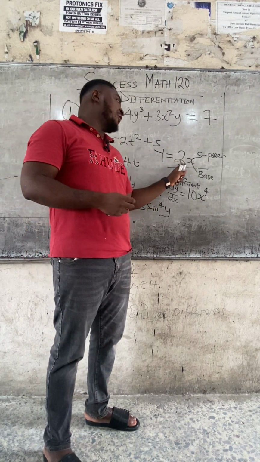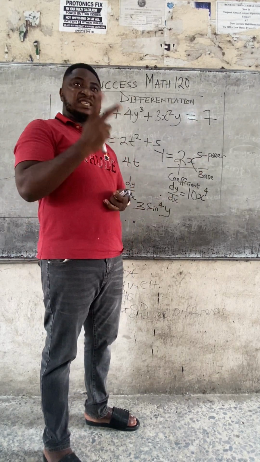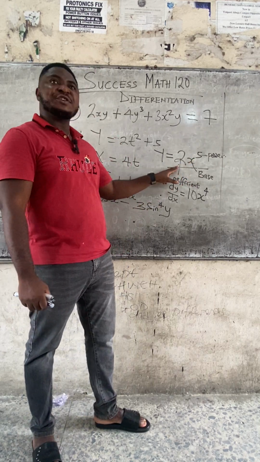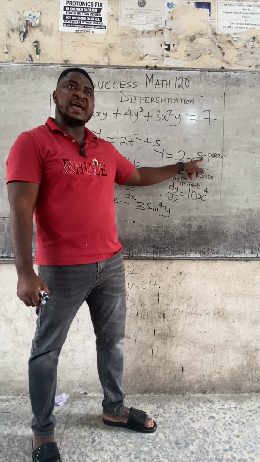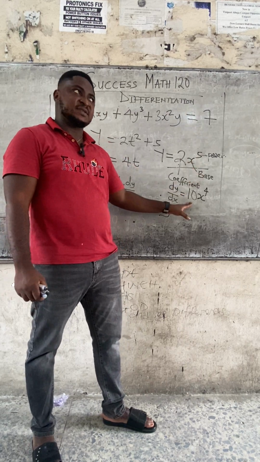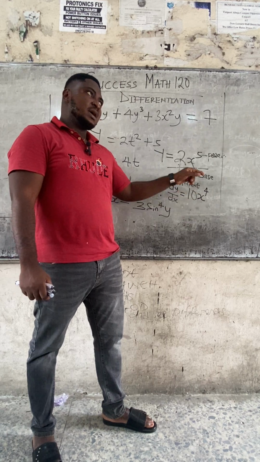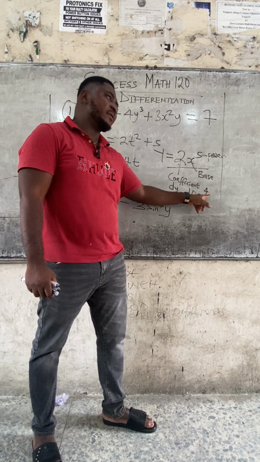So one more time, this coefficient, this base, this power. There are 3 steps when you want to differentiate these simple kind of questions. Multiply the coefficient and power. You say 2 times 5, 10. Bring down your base, x, and subtract 1 from the power. 5 minus 1, 4.